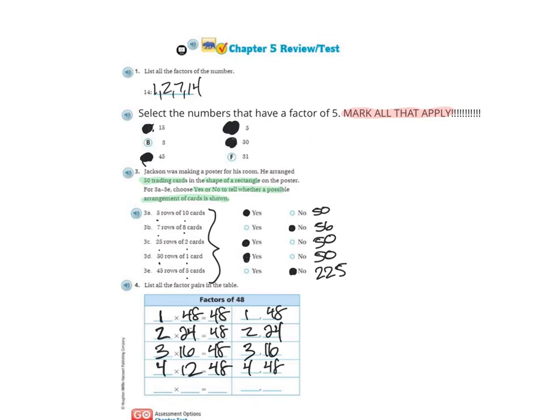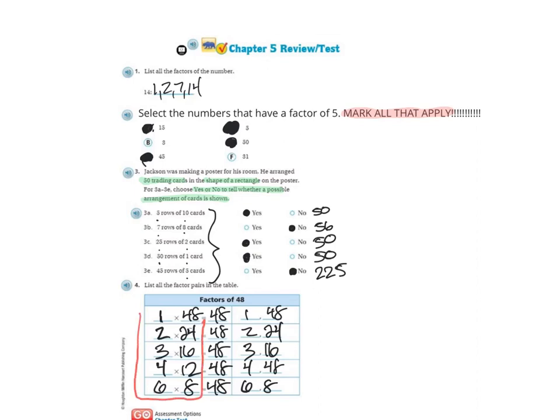Okay, what times what gets me 48? Sure, 6 times 8 gets me 48. Thank you for being patient with me. So now, here is the cool thing. This is why I put it like this. Let's say, list all the factor pairs in the table, and then Mr. Carey said, okay, now list them in order on a line. Watch this. I'm going to do this in red pen because it's really cool.